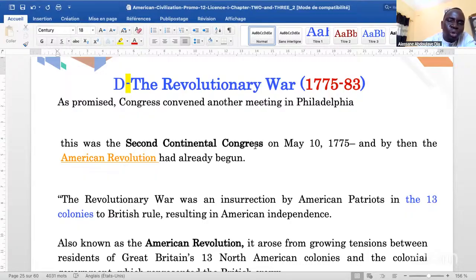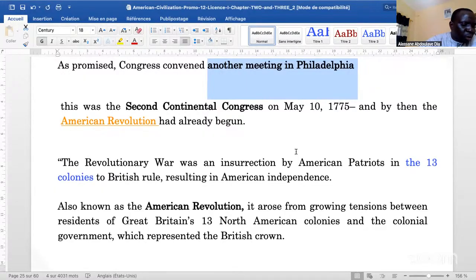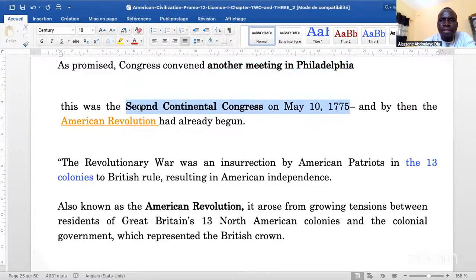And the American Revolutionary War started from 1775. So as promised, it means nothing changed. The situation was the same, and Congress organized another meeting in Philadelphia. So when they organized another meeting, that meeting was the Second Continental Congress. And the Second Continental Congress happened on May the 10th, 1775. And then the American Revolution, or the American Revolutionary War, had already begun.